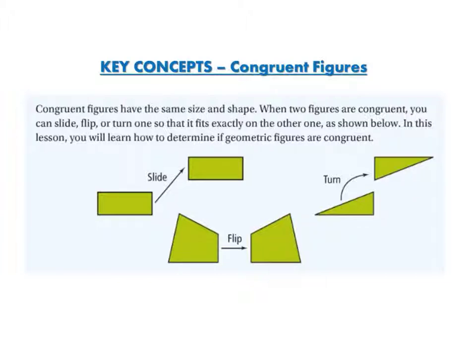We've learned that congruent means they're the exact same size and shape. So if you have two figures that are congruent, you could slide them, you could flip them, or you could turn them. And in this lesson, we're going to determine how to tell if geometric figures are congruent.